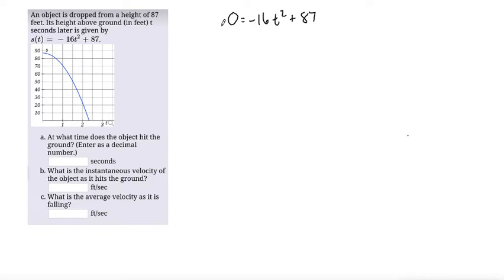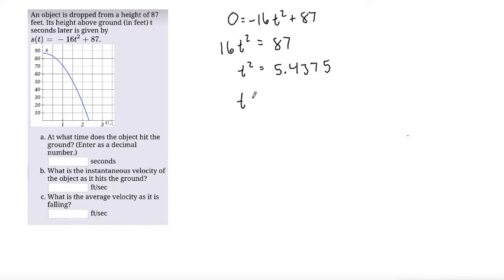Let's move the negative term to the other side to make it positive. 16t squared equals 87. And then to finish solving for t, we can divide both sides by 16. 87 divided by 16 is 5.4375. So t squared is equal to 5.4375. From here, we can square root both sides to get rid of the square.